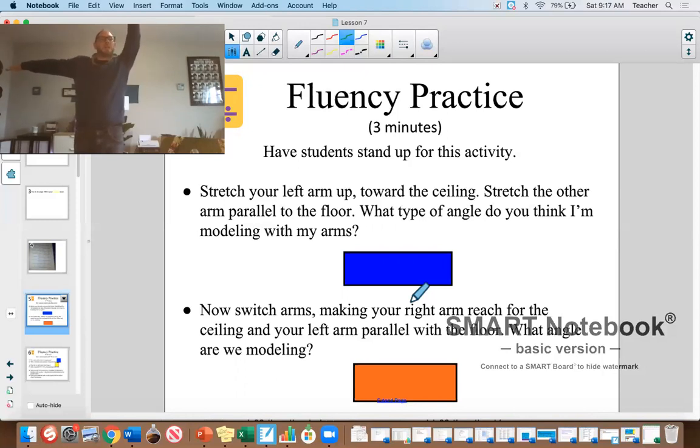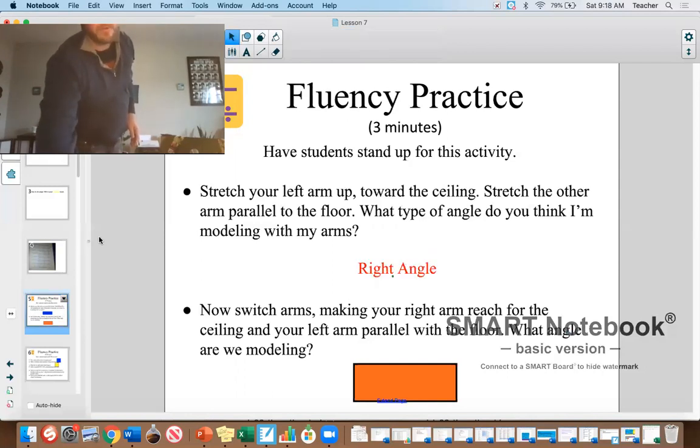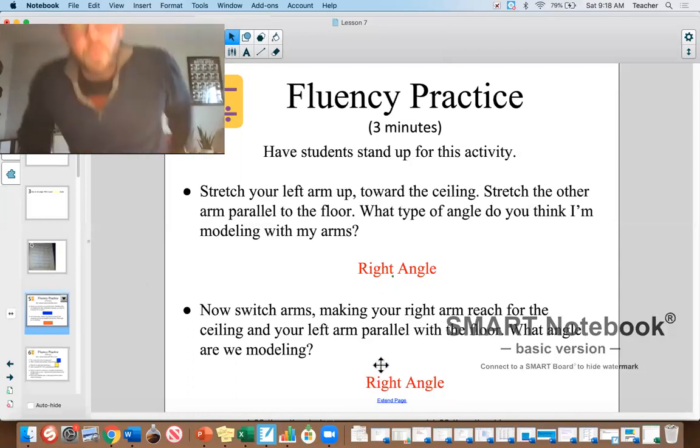It's kind of tricky. Sometimes we draw a box in this angle to show that that's the kind of angle, right where my head would be. It's called a right angle. And now we're going to switch our arms and put our right arm up and our left arm out parallel to the floor. Now what kind of an angle am I modeling? Right where my head would be, I could draw a box for it. It's called a right angle. So well done, grade 3s.